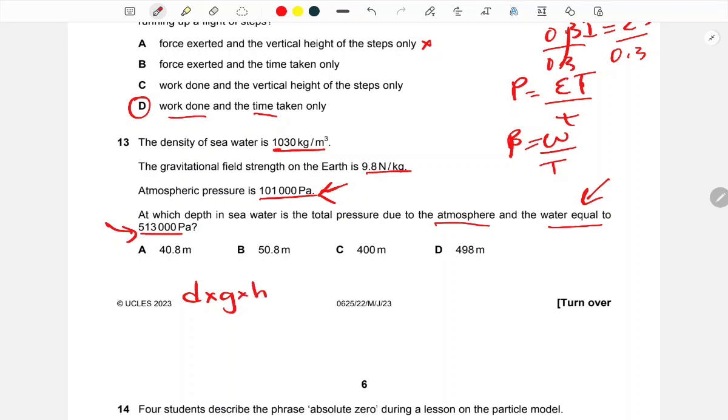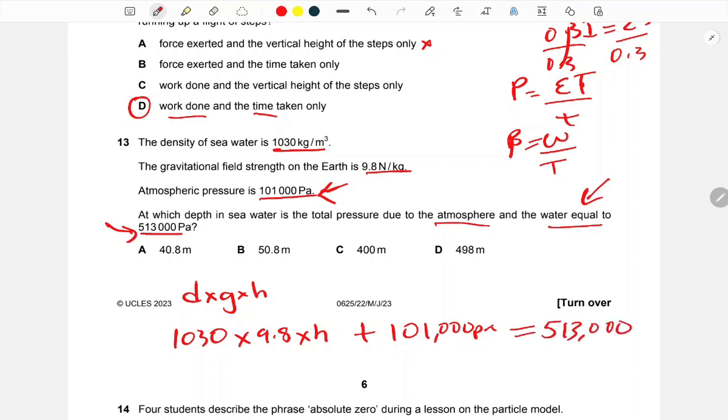So let's substitute the values. Density is 1030 times the gravity, which is 9.8, times the height, which we do not know. And then we add this to the atmospheric pressure, which is 101,000 pascals, equals 513,000 pascals. So now we just make h the subject of the formula. Subtract 101,000 from both sides, and that would give us 412,000.